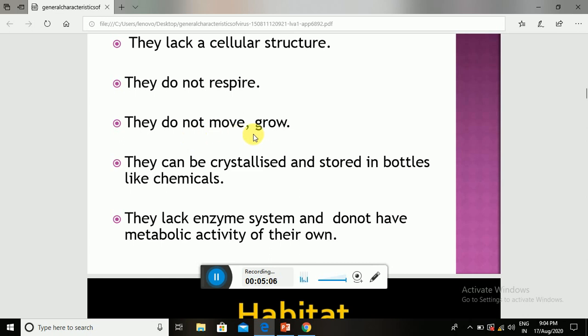Some viruses, like the bacteriophage, move with the help of specific tail fibers, but they move only on the surface of the bacterial cell.